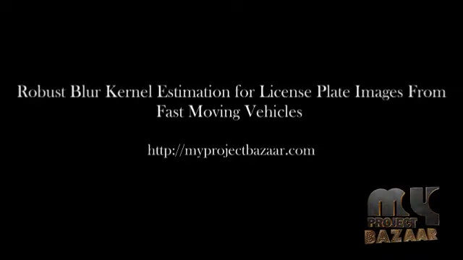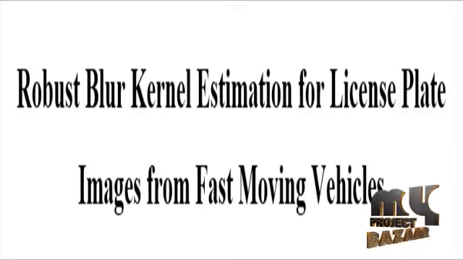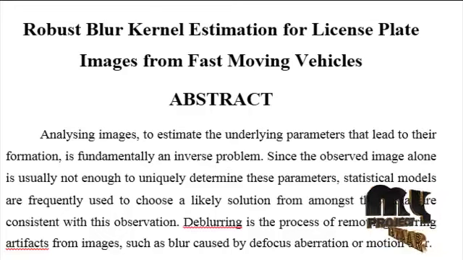Let me discuss the process, robust blur kernel estimation for license plate images from fast moving vehicles. Let me discuss the abstract of the project. Analyzing images to estimate the underlying parameters that lead to their formation is fundamentally an inverse problem, since the observed image alone is usually not enough to uniquely determine these parameters. Statistical models are frequently used to choose a likely solution from amongst those that are consistent with this observation.